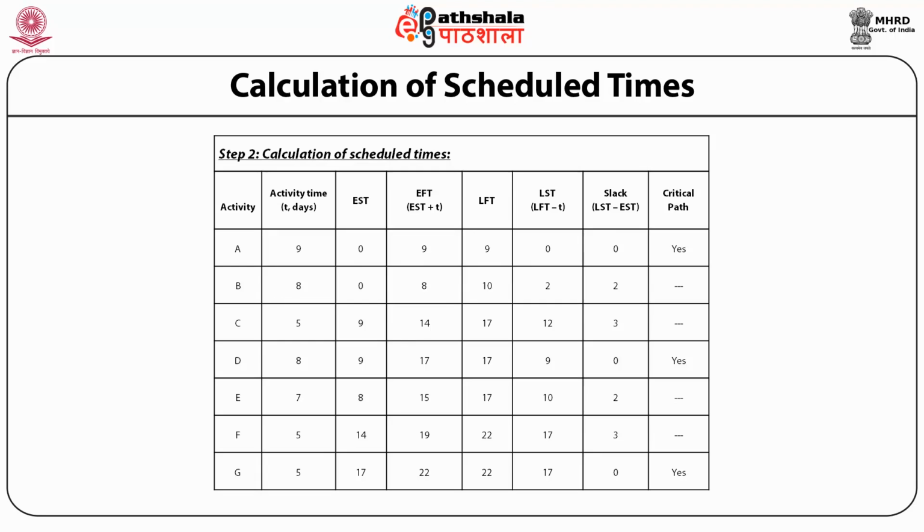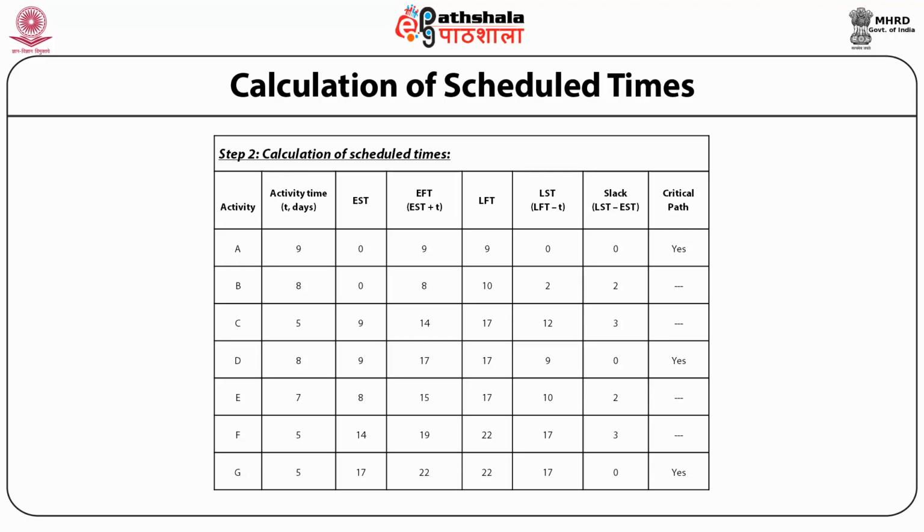Calculation of scheduled time. Activity A, activity time in days 9, EST 0, EFT 9, LFT 9, LST, LFT minus T, equal to 0, slack LST minus EST 0, critical path yes. Activity B, activity time 8 days, EST 0, EFT 8, LFT 10, LST 2, slack 2, critical path no.